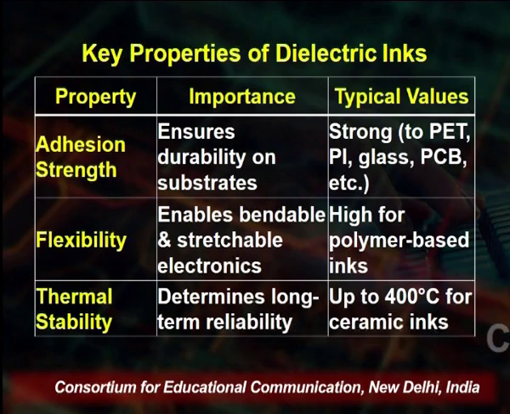Glass, we can take it from this. Flexible enables bendable or stretchable electronics, high for the polymer based ink. For flexibility, if you take the polymer, then it is more flexible as compared to the other inks. So polymer inks are used for flexible devices. Thermal stability, used up to 400 degrees centigrade for the ceramic, determines the long term reliability.